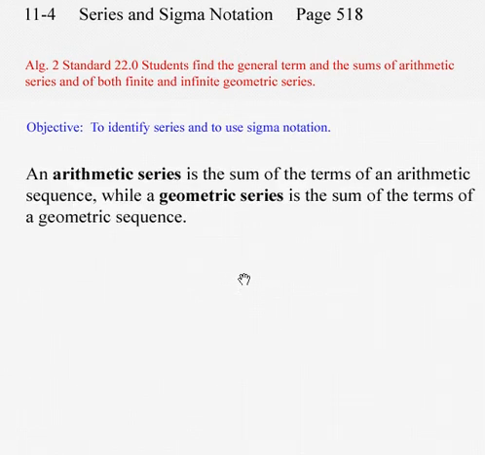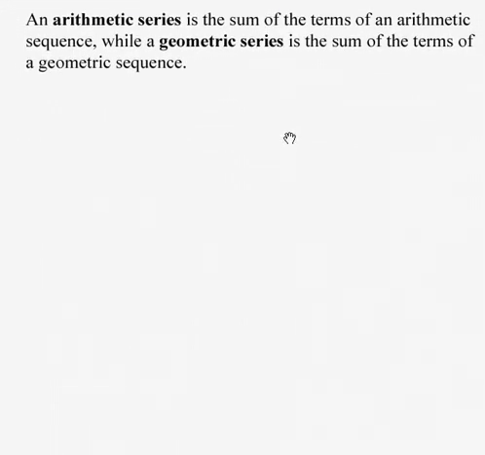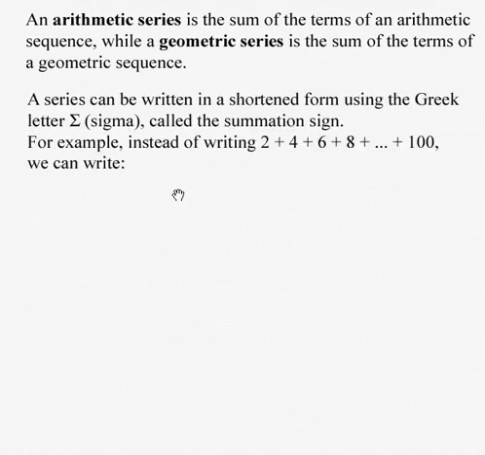And let's look at our definition for an arithmetic series. That's the sum of the terms of an arithmetic sequence, and a geometric series is the sum of the terms of a geometric sequence. And a series can be written in a shorthand using this letter of the Greek alphabet called sigma, and we call this summation notation, or the summation sign.